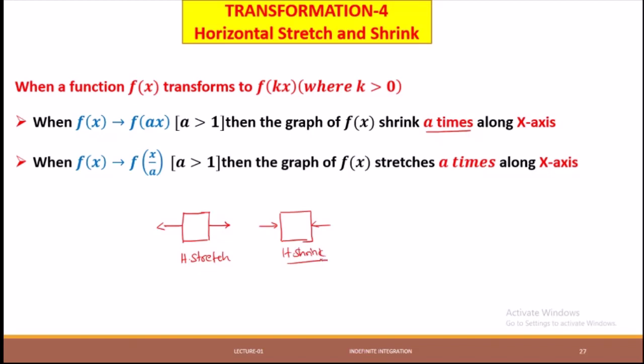Okay, so when does it shrink? When x is replaced with ax. And when does it stretch? When x is replaced with x by a. Let us understand this transformation with the help of examples. So here is the first example.